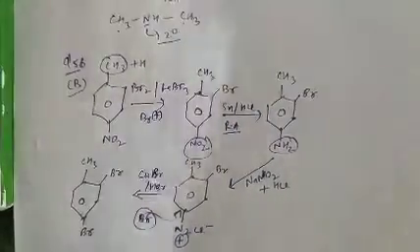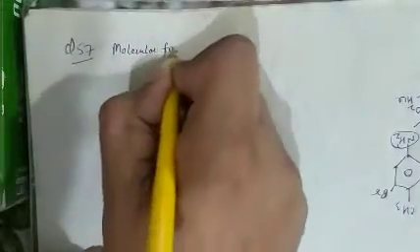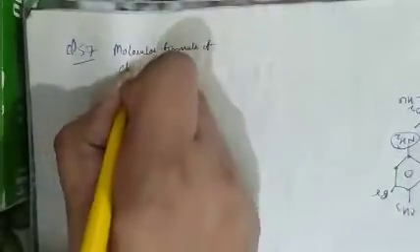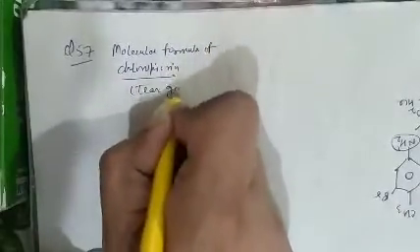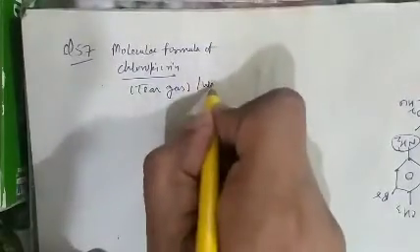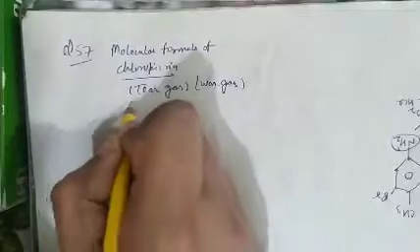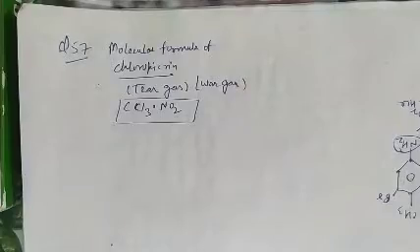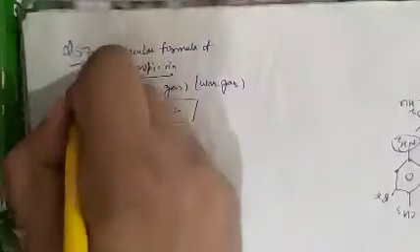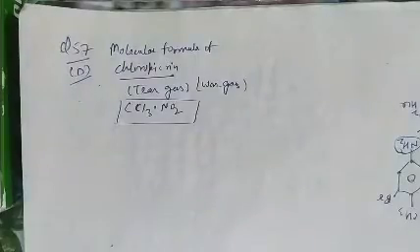Question number 57 asks for the molecular formula of chloropicrin. As we know, chloropicrin is tear gas. Chloropicrin is tear gas, which we also call war gas. The molecular formula is CCl3NO2. So question number 57, option D is correct. See question number 58.